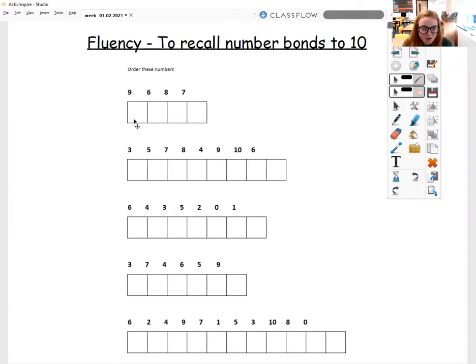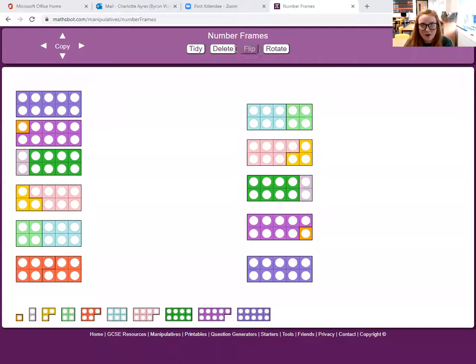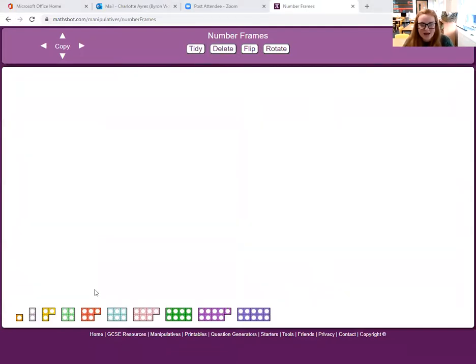Or we can put the smallest number we can find in this box, and we know that the next number is going to be one more. So this one would be, which is my smallest number out of 9, 6, 8, and 7? Well, I know that if I look at my Numicon and I get, what numbers was it? It was 6, 7, 8, and 9.